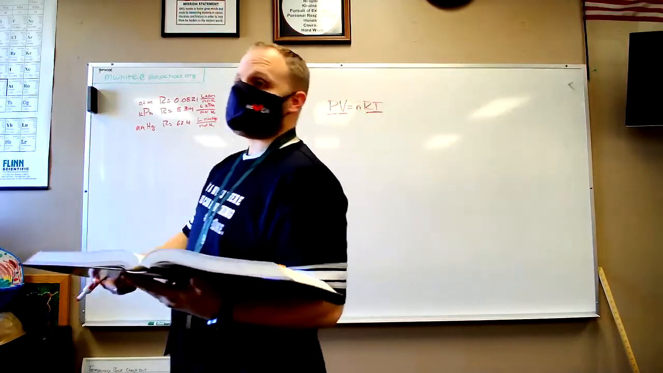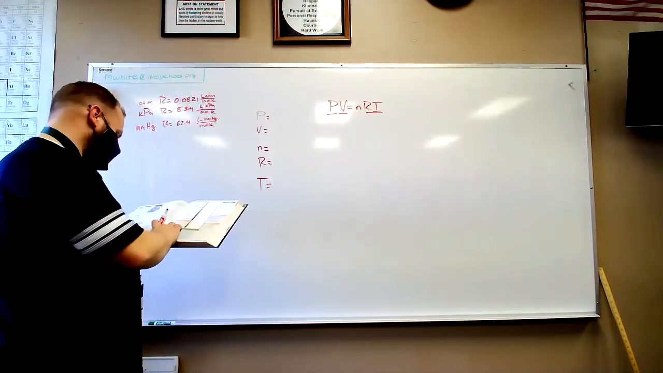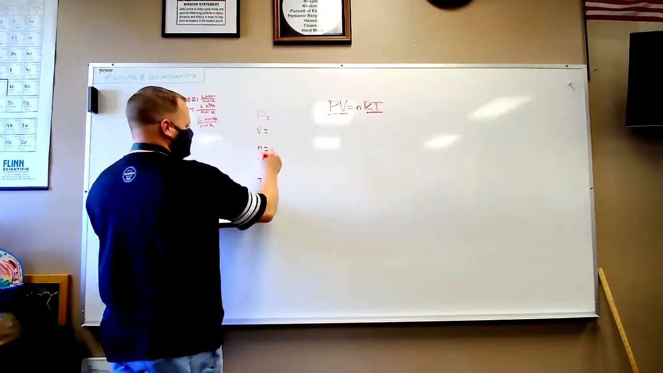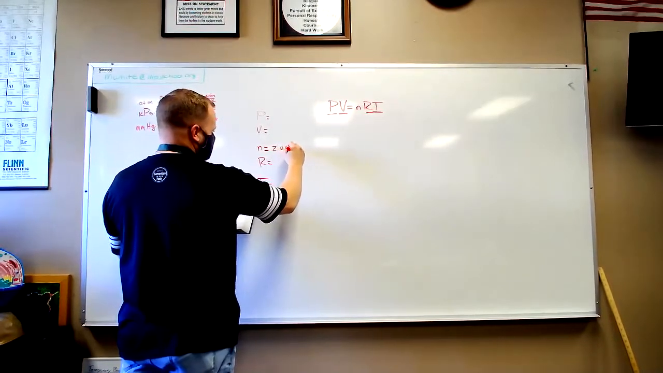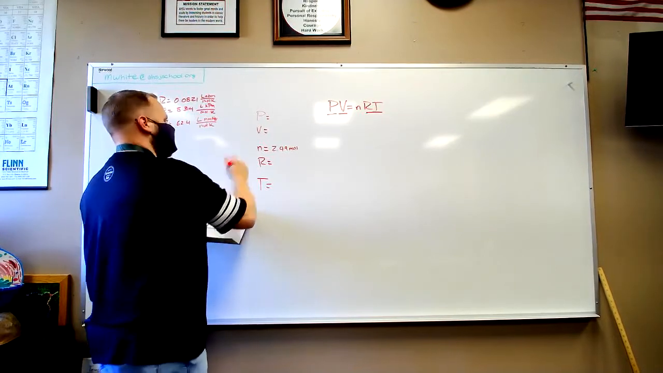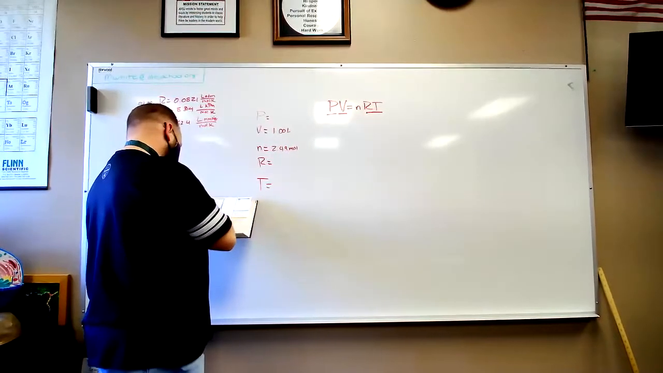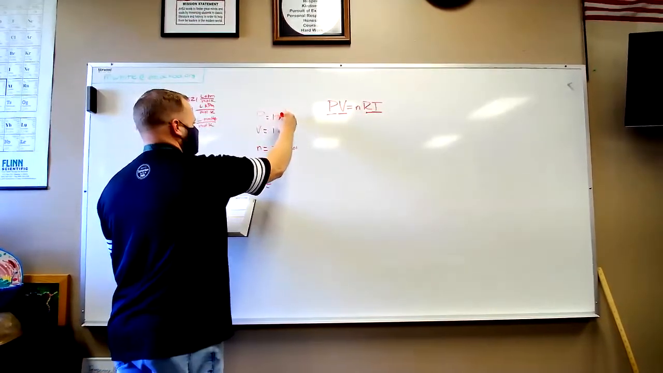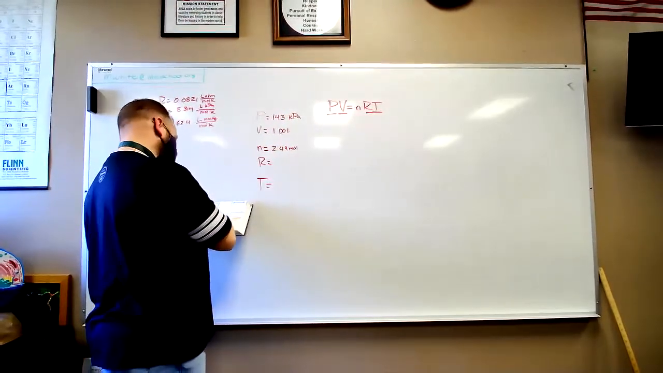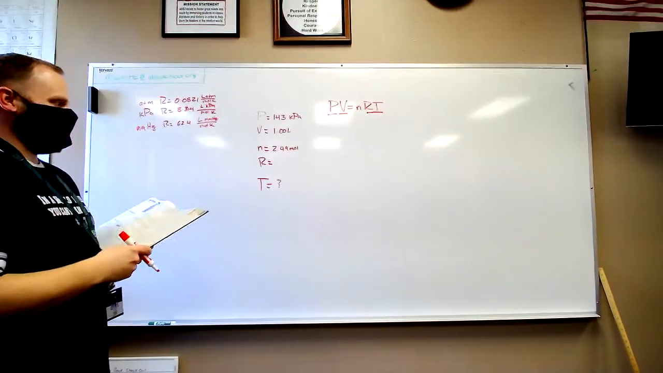So once again, let's just start writing down what we know. We have 2.49 moles, a 1 liter vessel, pressure 143 kilopascal. It says determine the Celsius temperature, so we're going to have to go from Kelvin to Celsius, but that's not a big deal.